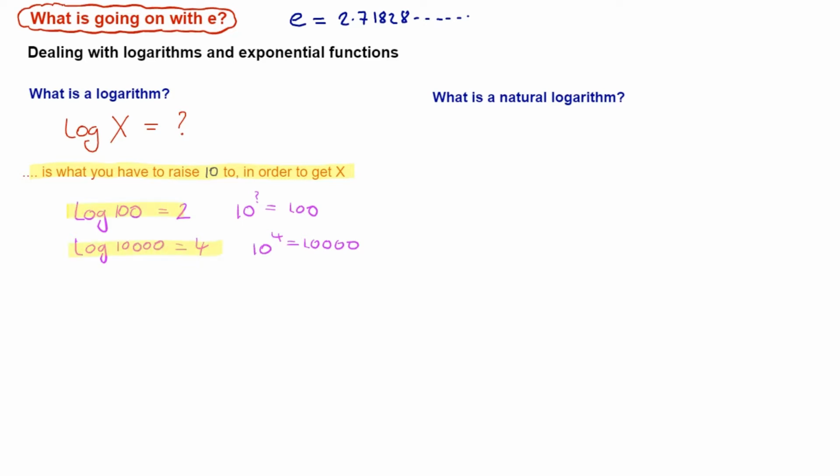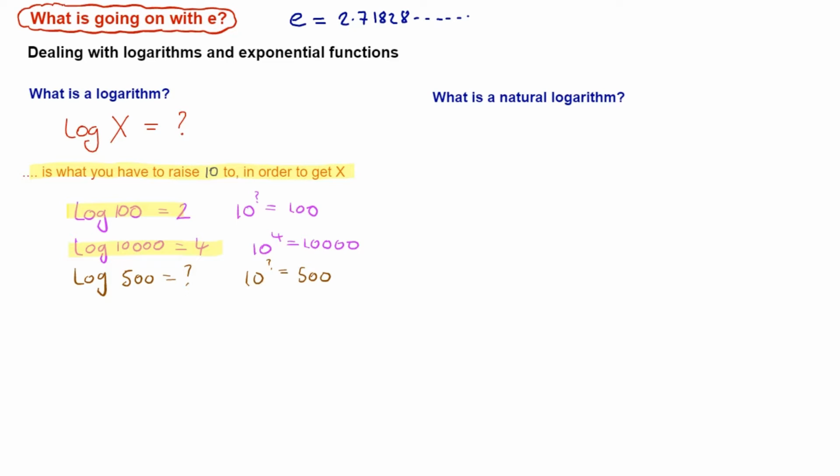Obviously it gets a bit weird if I didn't have something which was a power of 10, because it still has a log. For example, if I said, what's the log of 500? Well, that's a bit more tricky because I have to say 10 to the something must be equal to 500, and I've got to find that something. Well, that's where you just grab your calculator, and you'll see there's a key which just says log, and you just punch in log 500.